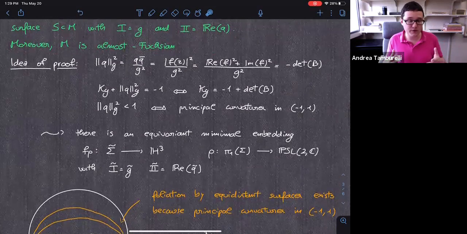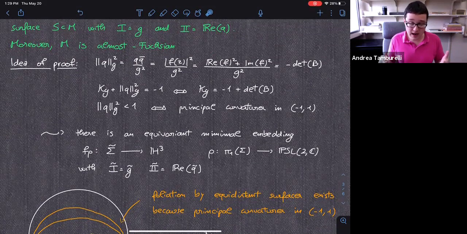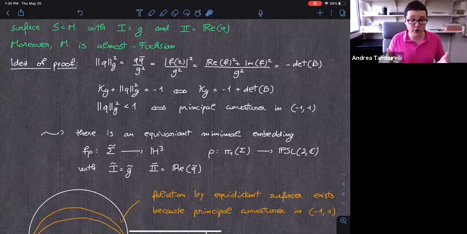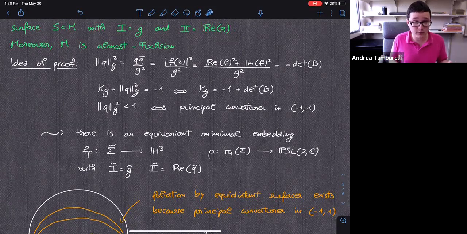And so the general theory of surfaces in hyperbolic space tells us that if we lift everything to the universal cover, we can find a minimal embedding from the universal cover of sigma into H3, which comes together with a representation from pi1 of sigma into PSL(2,C), because the immersion will be equivariant, with the property that the first fundamental form is just the lift of g, and the second fundamental form is the real part of the lift of Q. So this is simply from the fact that the Gauss-Codazzi equations are satisfied, and so we can realize these two tensors, g and the real part of Q, as the first fundamental form and the second fundamental form of a surface inside H3. Okay, but we have to lift everything to the universal cover first.